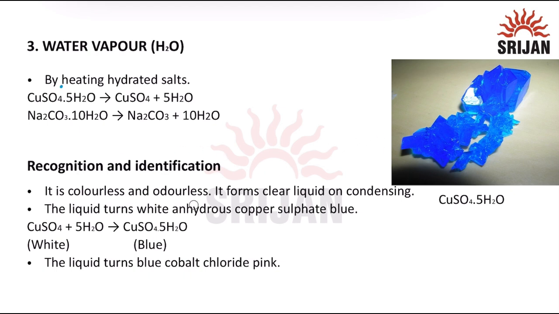It is colorless and odorless. It forms clear liquid on condensing. The liquid turns white anhydrous copper sulfate blue. So first copper sulfate was without water, and then when we add water, because of the water, blue color will be formed. So this is the method of identification of the salt. The liquid turns blue cobalt chloride pink. We can also use this one, if we have the cobalt chloride.